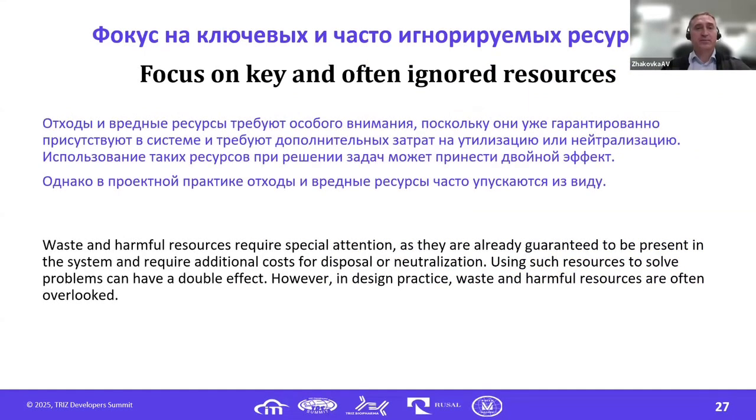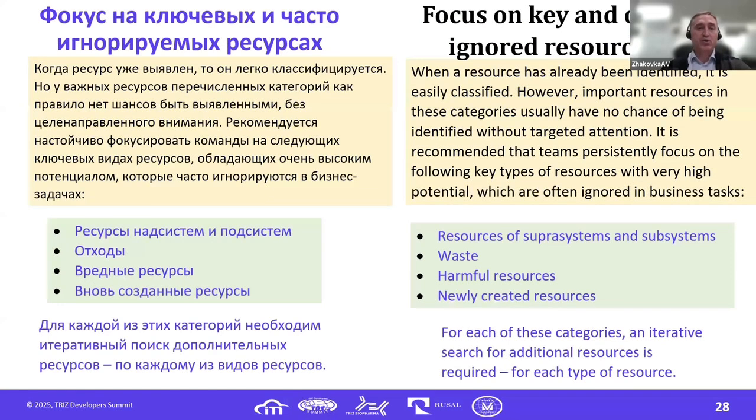Our focus is on key and often ignored resources. Like I have already mentioned, those waste and harmful resources require special attention, as they are already guaranteed to be present in the system and require additional costs for disposal and neutralization. But these resources are something that we omit, that we miss, because as a rule there is this psychological inertia which kicks in, and this prevents us from accessing these resources. We always take resources that we understand.